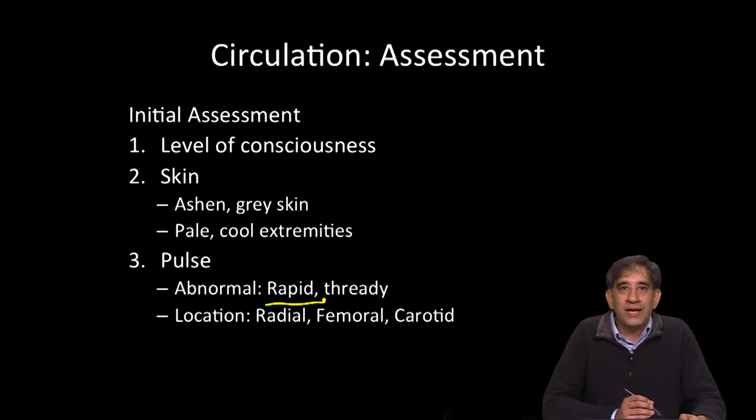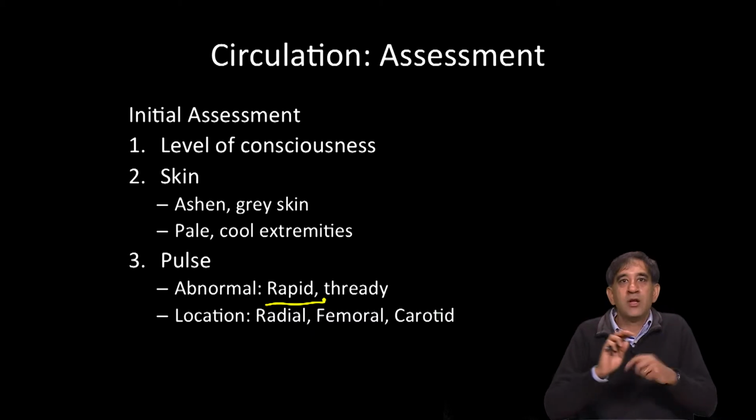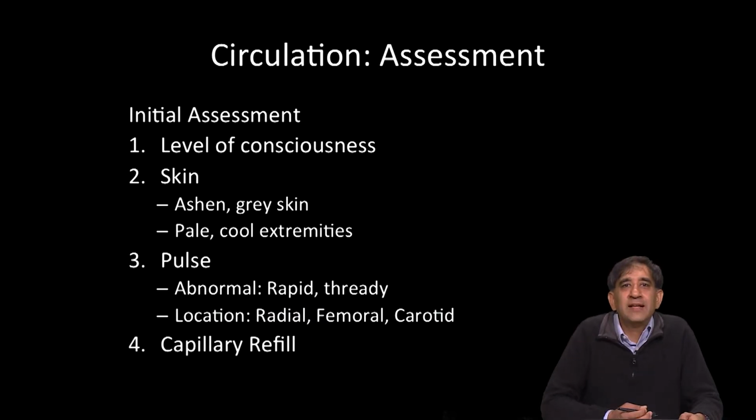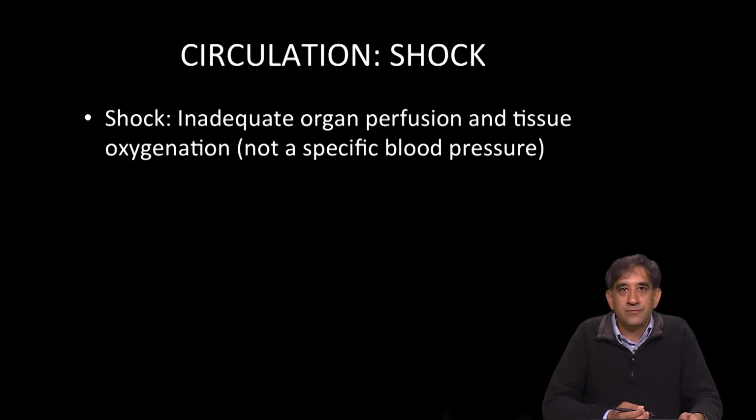And again, the places that we can palpate a pulse in a trauma victim are the radial location, femoral, and finally carotid. And generally, if you can palpate a radial pulse, we tend to believe that the patient's blood pressure is at least 80 systolic. And then finally, we want to assess capillary refill. Is it prolonged, which would be concerning again for shock? So level of consciousness: are they awake and alert, or are they altered? Their skin, their pulse, and their capillary refill. That's the way that we assess circulation.